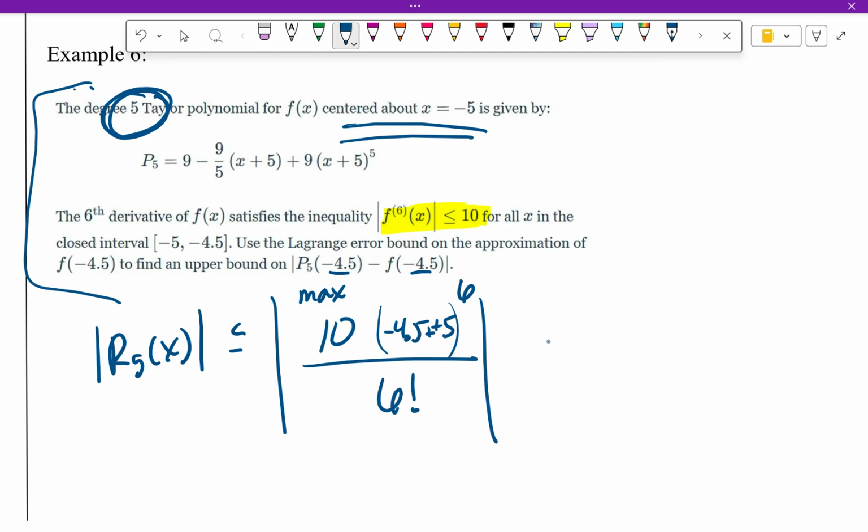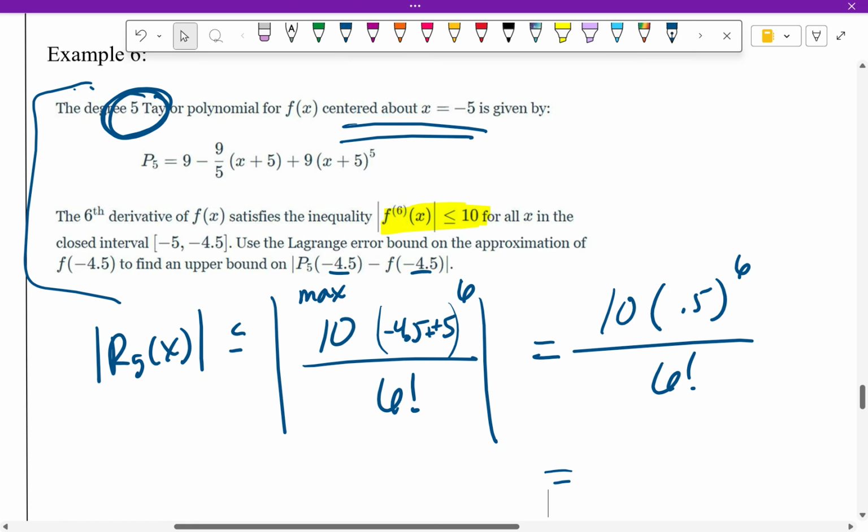Did anybody go for the decimal? If you didn't, it's okay. What I wrote down last year was 10 times 0.5 to the 6th power over 6 factorial, because negative 4.5 and 5 is 0.5. If you get the decimal, great. That's okay. If not, I'm good.